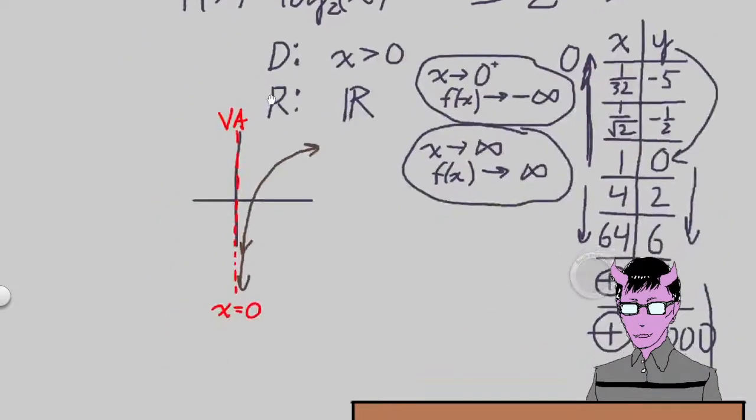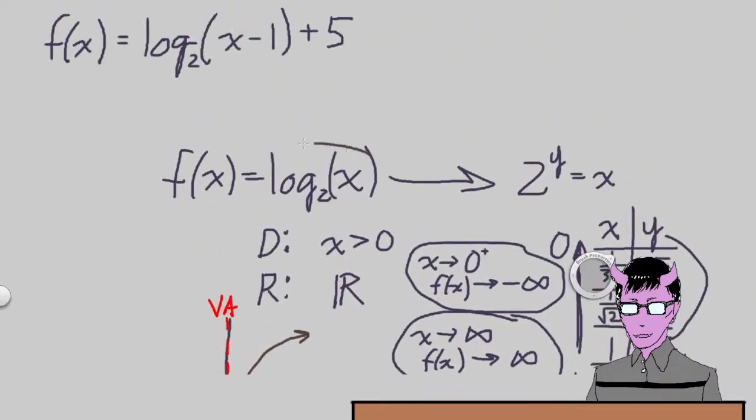Okay, so we have the main idea of how this graph looks. Again, that's only for this one. Later on, we're going to get to what if we have a negative modifier on the x, or what if we have a negative value on the outside.